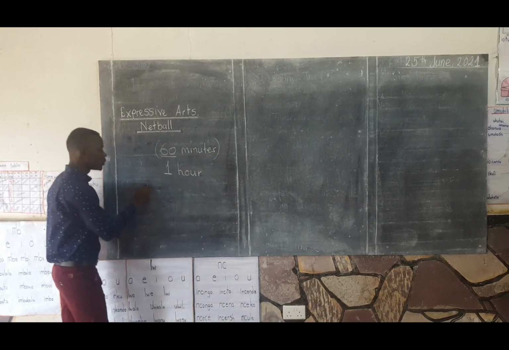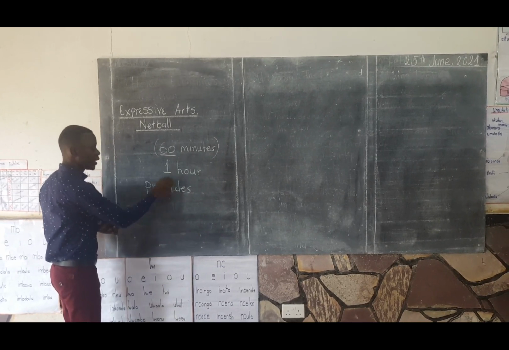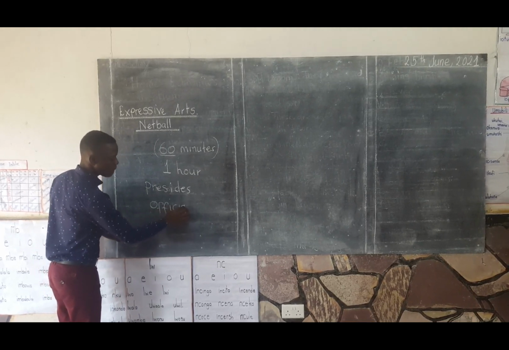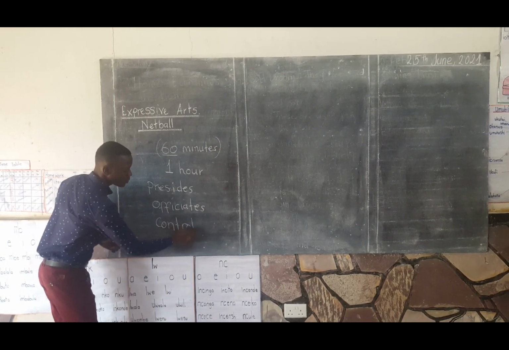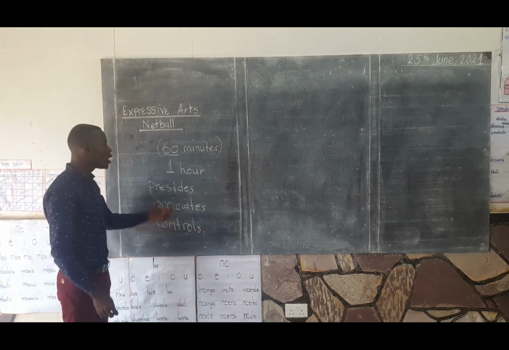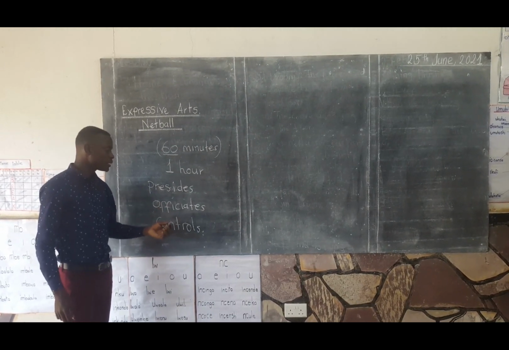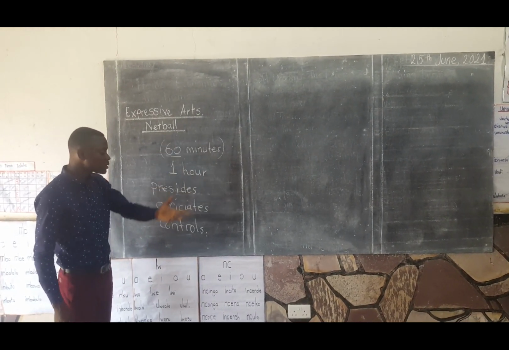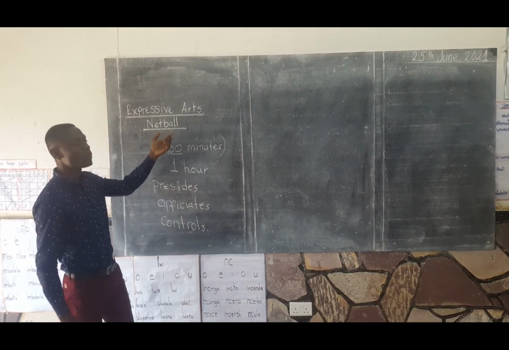Then we can also look at somebody who presides. I'm using the term presides, also officiates, and another word is controls. Sometimes teachers may use the word presides. You may be asked, who presides a netball game? Somebody can use the word officiates: who officiates the netball game? Other people may use the word controls: who controls the netball game?